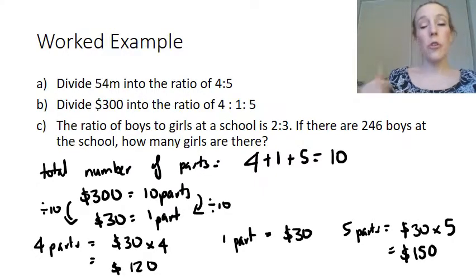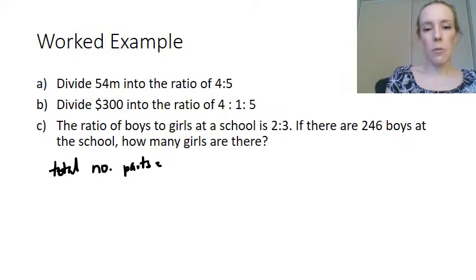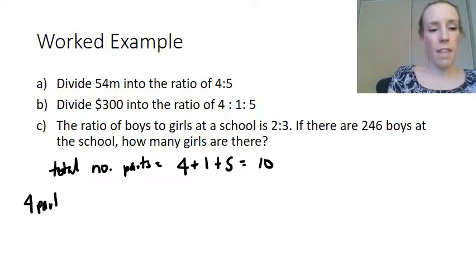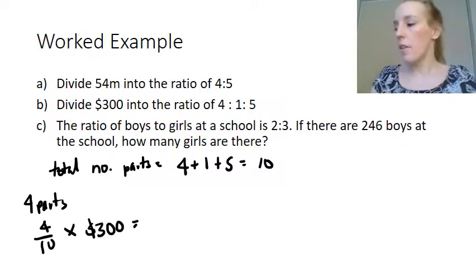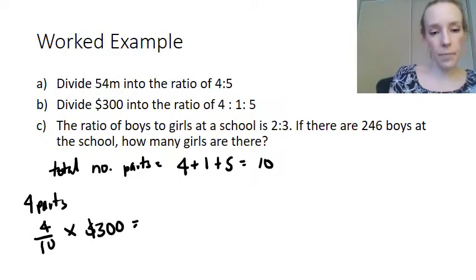Or again, you could use the fractions method. So total number of parts, add them all together. 10, and then for the first one, 4 parts, that is going to be 4 over 10 times by 300. So in your calculator, you can just type that in. So 4 divided by 10 times 300, it's 120.